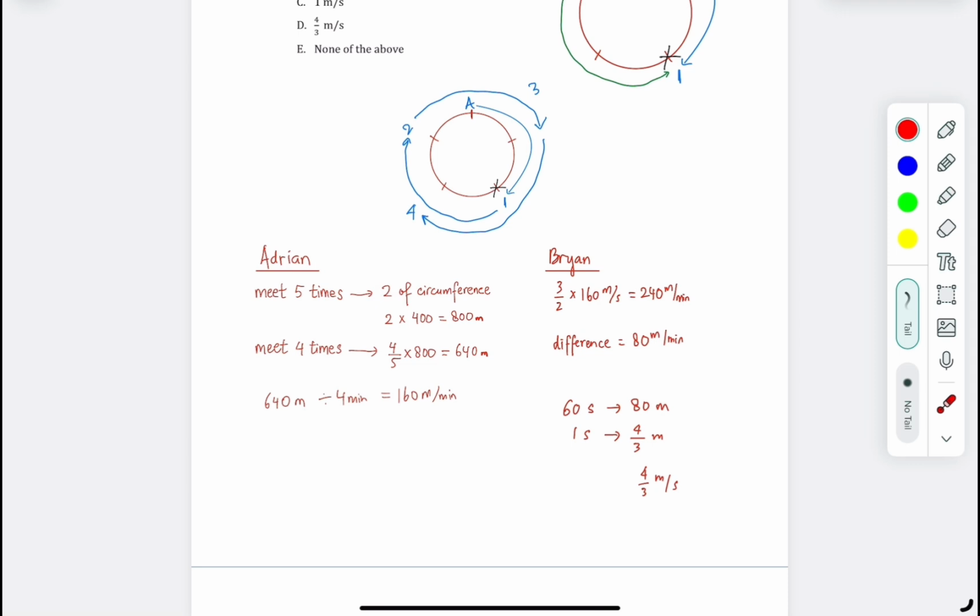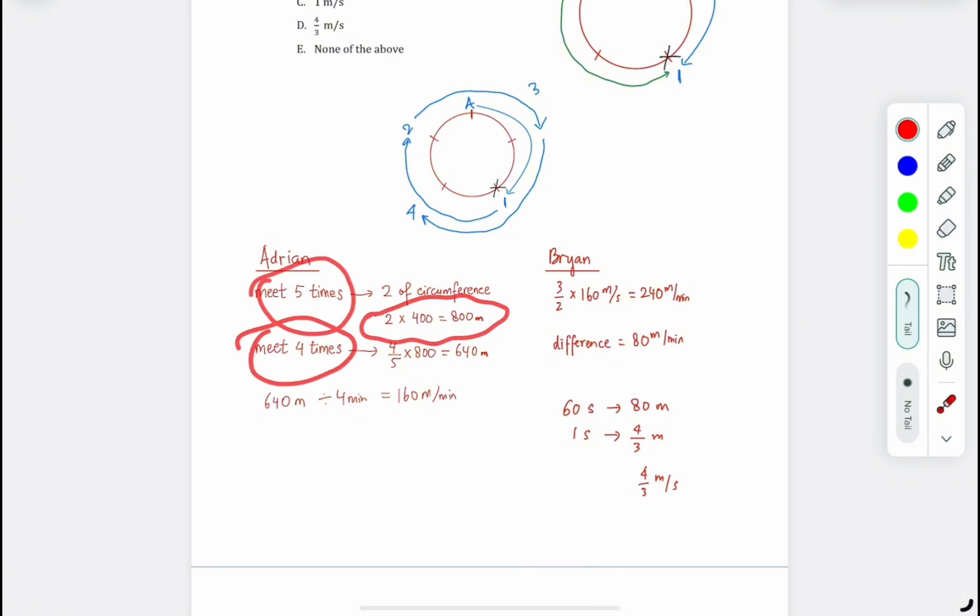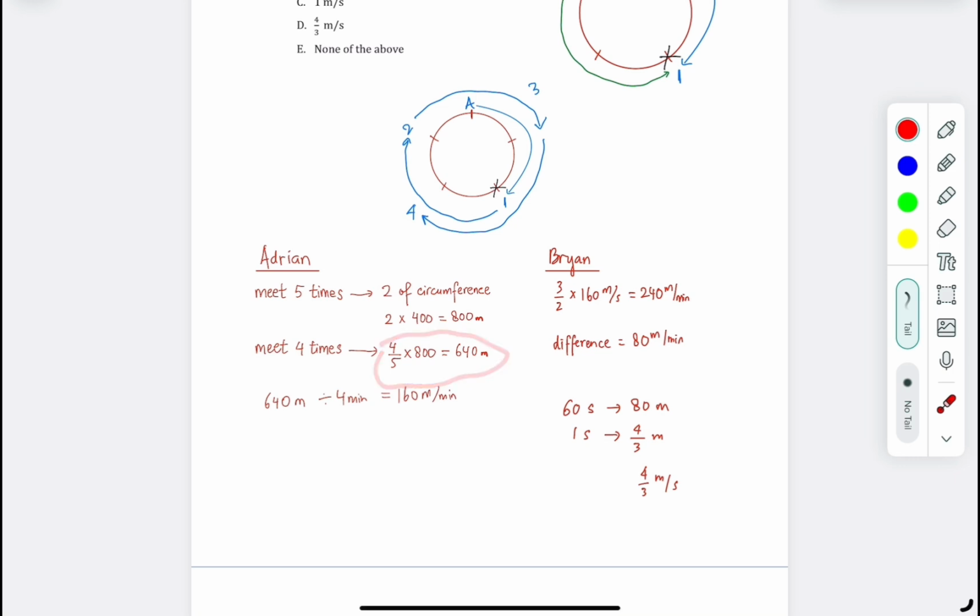Since we know that one circumference is 400, 2 circumferences will be 800. That's if they meet 5 times, but they only meet 4 times, so I'll just take 4/5 of that distance, which is 640. Or you can just divide this by 5 to get 160 for each, then just count accordingly. Since they travel this distance in 4 minutes, the speed for Adrian will be 640 divided by 4, that will be 160. Then for Brian, it is 3/2 times Adrian's, so that's how I get 240.